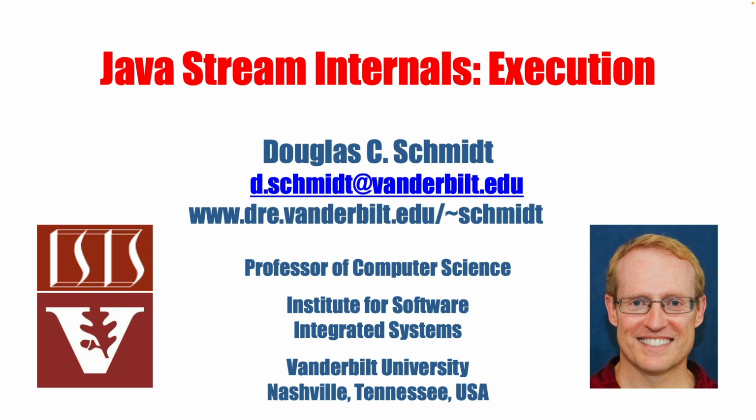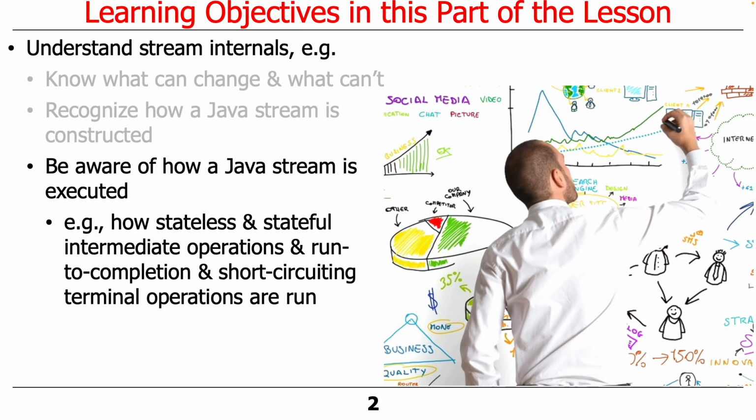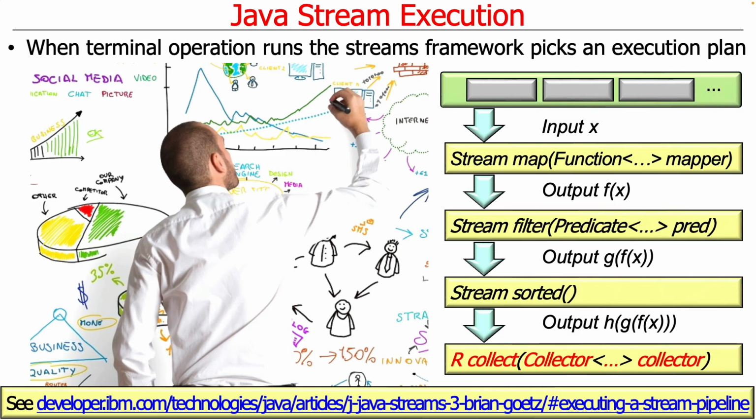The next topic in streams internals deals with the execution phase. This basically shows how stateless and stateful intermediate operations and both run-to-completion and short-circuiting terminal operations are actually run by the framework. Remember, before we talked about construction, where we showed how things were built. Now we're going to talk about how things are run.